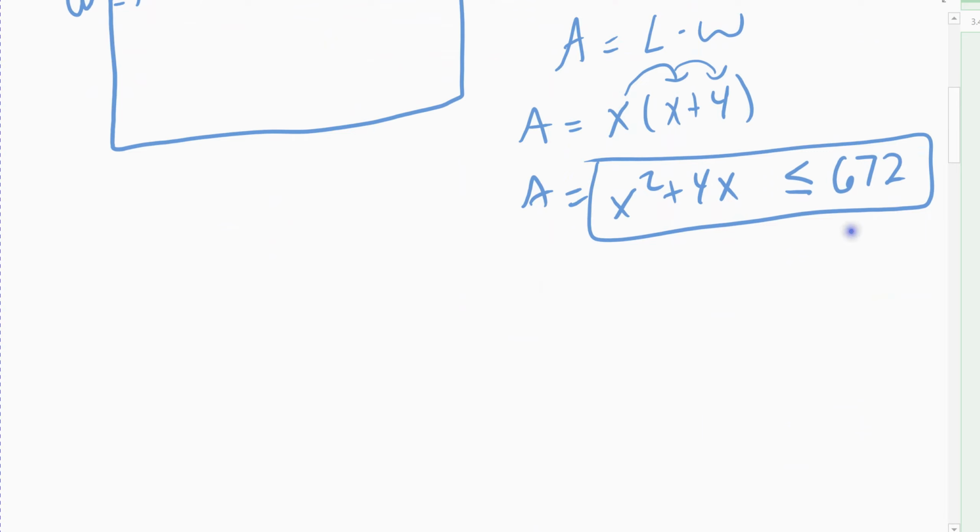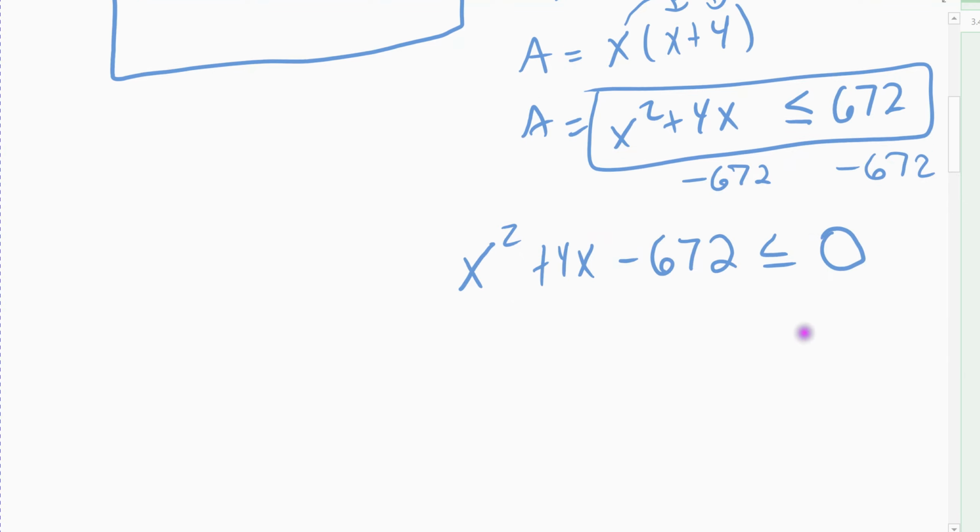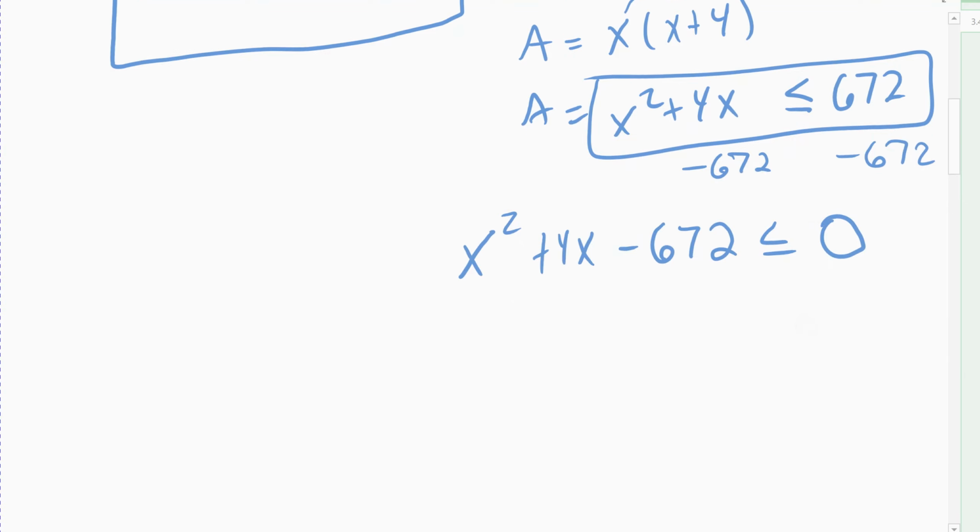And there's the inequality I have to solve using any of the methods that we talked about. Right, so first step is move that constant to the other side, make it set to 0. And so the inequality is x squared plus 4x minus 672 less than or equal to 0. And now it's up to you however you want to solve it. A lot of students will try to solve these. You can use the quadratic formula to find the, again, remember the first step is we want to find the zeros.